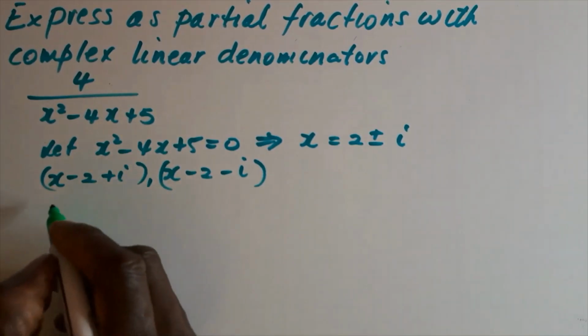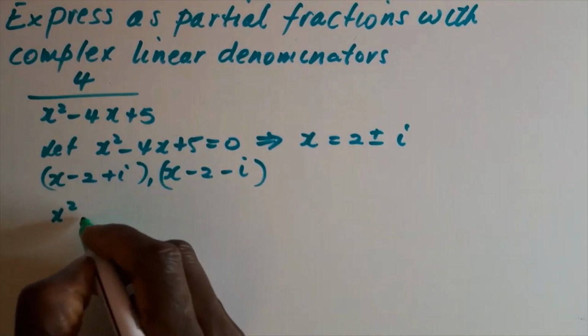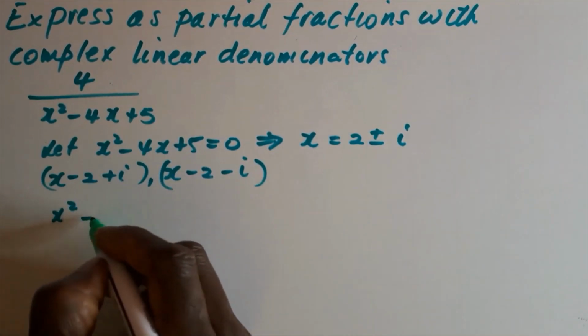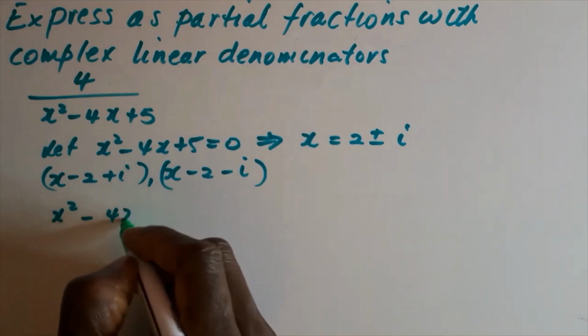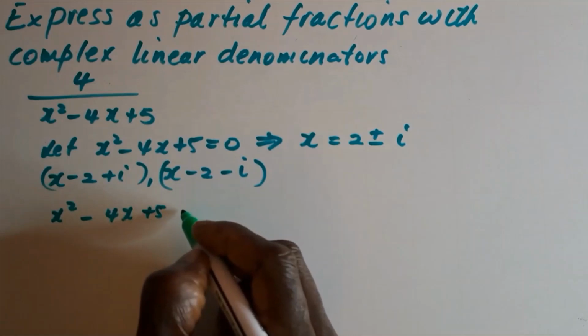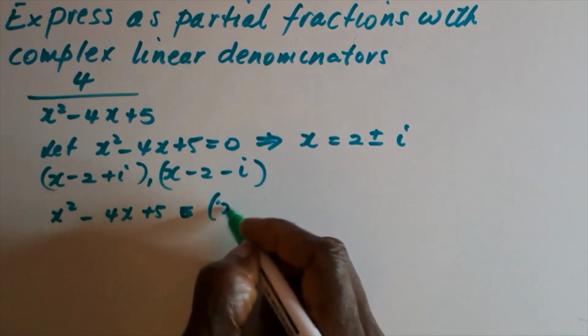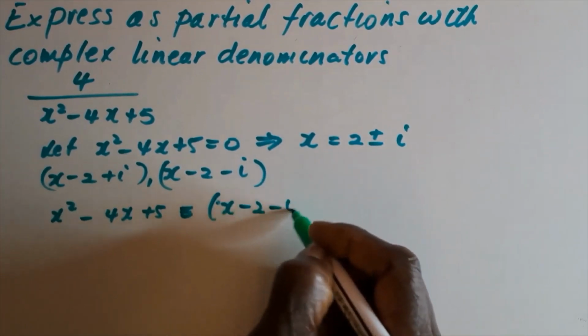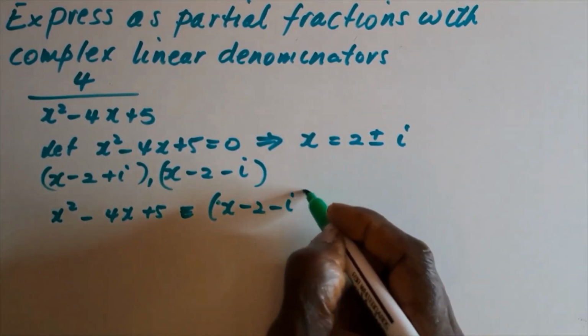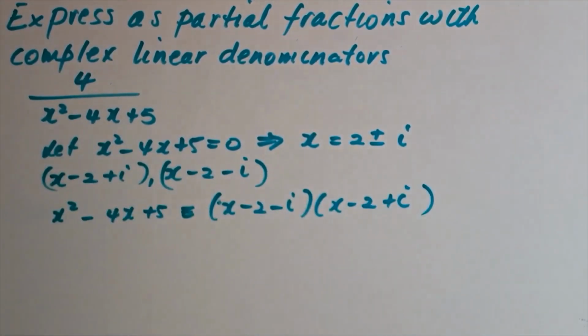Now we can write that x squared minus 4x + 5 is equivalent to (x - 2 - i) brackets (x - 2 + i).